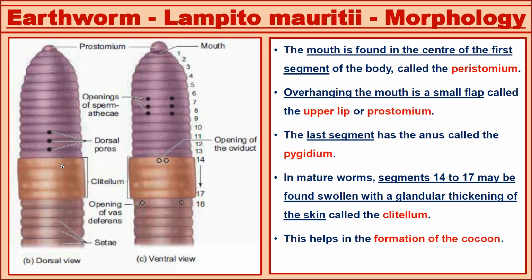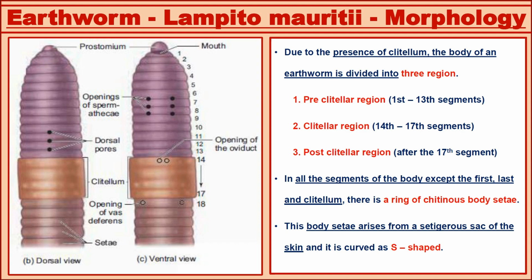In the mature earthworm's body, the segments from 14 to 17 are found swollen with glandular thickening of the skin, and it is called clitellum. This clitellum region helps in the formation of the cocoon. Due to the presence of the clitellum, the earthworm body can be divided into three regions. They are the preclitellar region, from the 1st to 13th segment, the clitellar region from the 14th to 17th segment, and the postclitellar region, which is after the 17th segment.